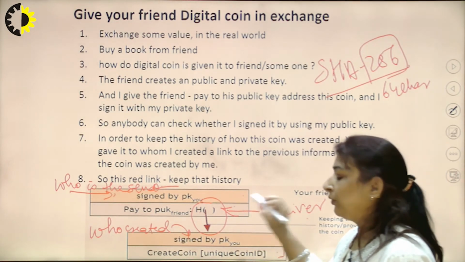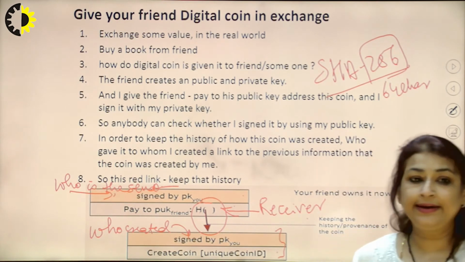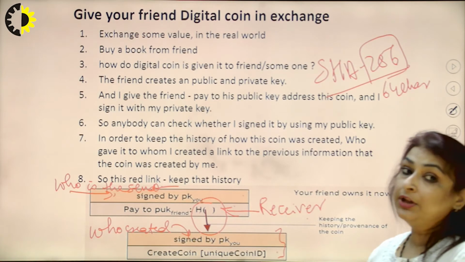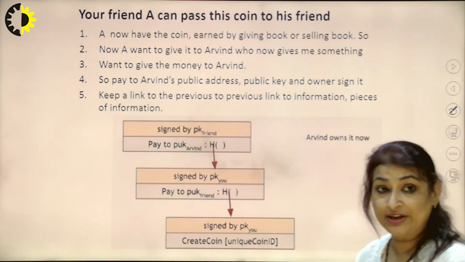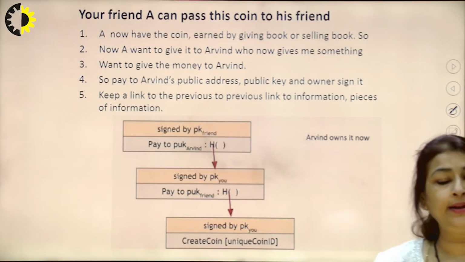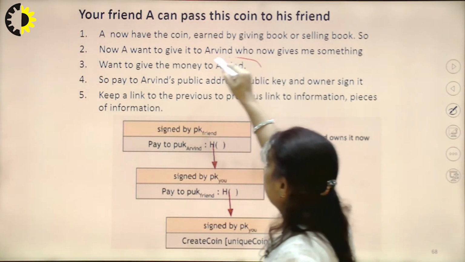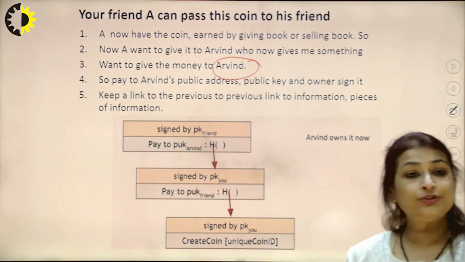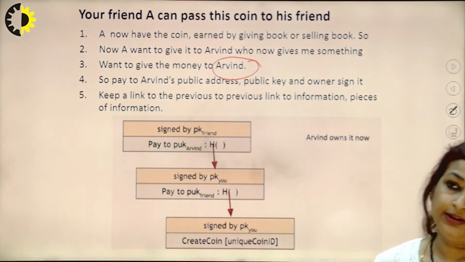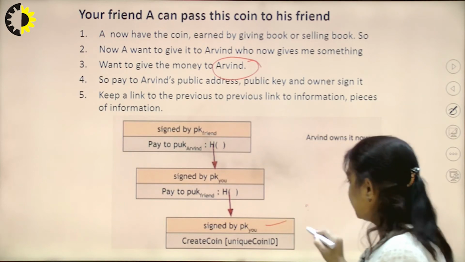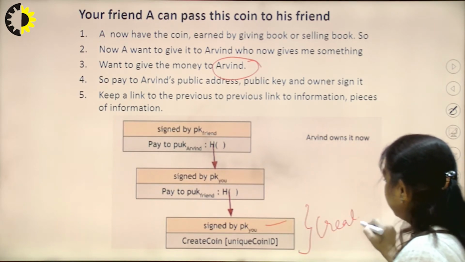Now, this particular friend wants to get it exchanged, because I have exchanged it in terms of buying a book. Because he was a bookseller, he wants to purchase books in lump sum from some other person, and say that particular person is Arvind. So he has to pay that money to Arvind. He has a digital coin which was created by me. So this was the creation of the digital coin.